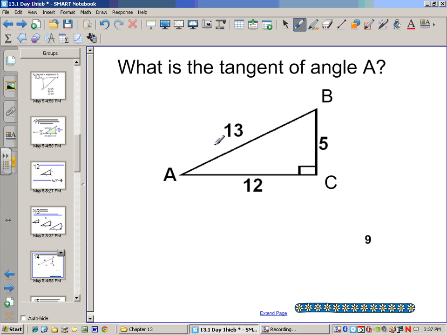So what's the tangent of A in this situation? So let's write out tangent of A. First, we need to find the opposite side. The opposite of A is 5. The adjacent of A is 12. So our answer in this problem is tangent of A is 5 over 12. And this is a statement. If I tell you to write it out as a trigonometric statement, this is what I'm looking for.